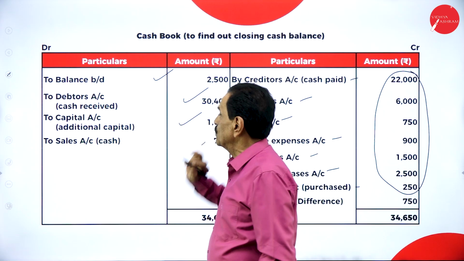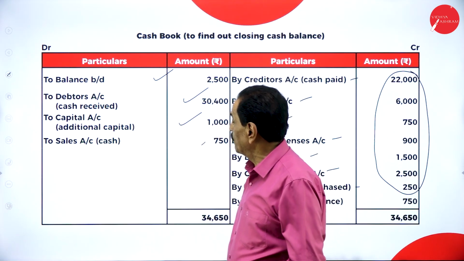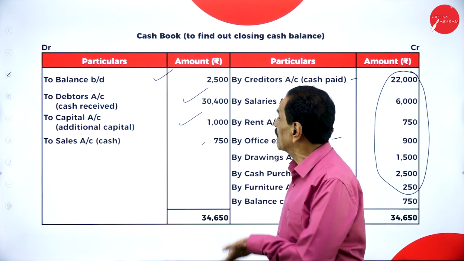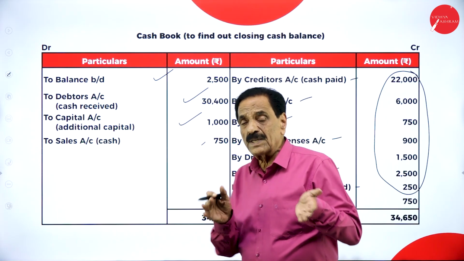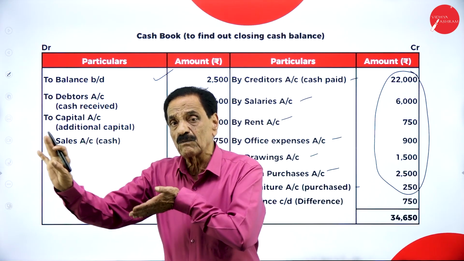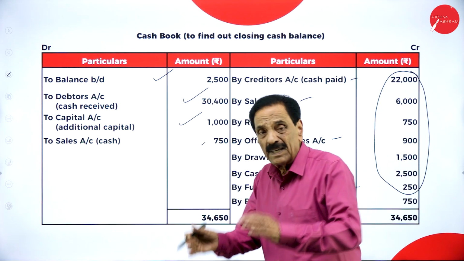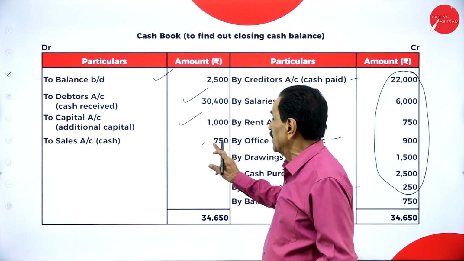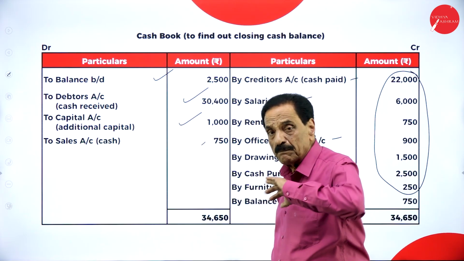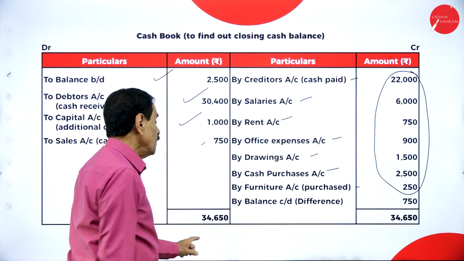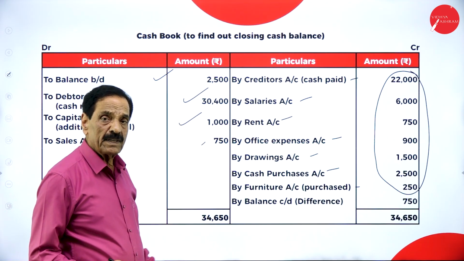Start with 2,500. How much received from the debtor? Debit what comes in, credit what goes out. So the real account principle. What does the real account say? Debit what comes in and credit what goes out. How much money received? 30,400. How much capital received? Additional capital 1,000. By making the cash sale, how much money received? 750. How much do you have now? 34,050 in the cash box.